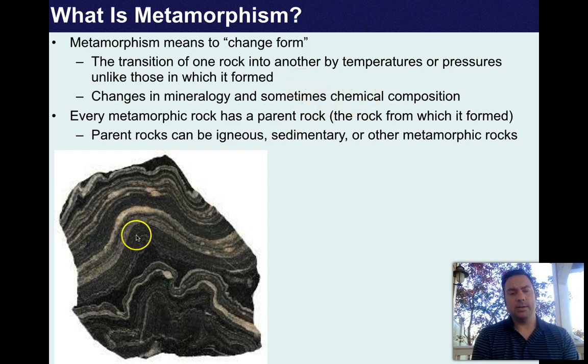This rock down here is a banded gneiss. It's a beautiful banded gneiss. But in this case, the parent rock, or the rock that metamorphosed to form this, was actually a shale. Really cool, because you would never look at this and say this used to be a shale. It's completely different, and it's a very hard rock. Shale is real brittle, fissile, tends to break apart really easily. All right, so every metamorphic rock has a parent rock. So the parent rock in this case is the shale. Parent rocks can be igneous, sedimentary, or even other metamorphic rocks.